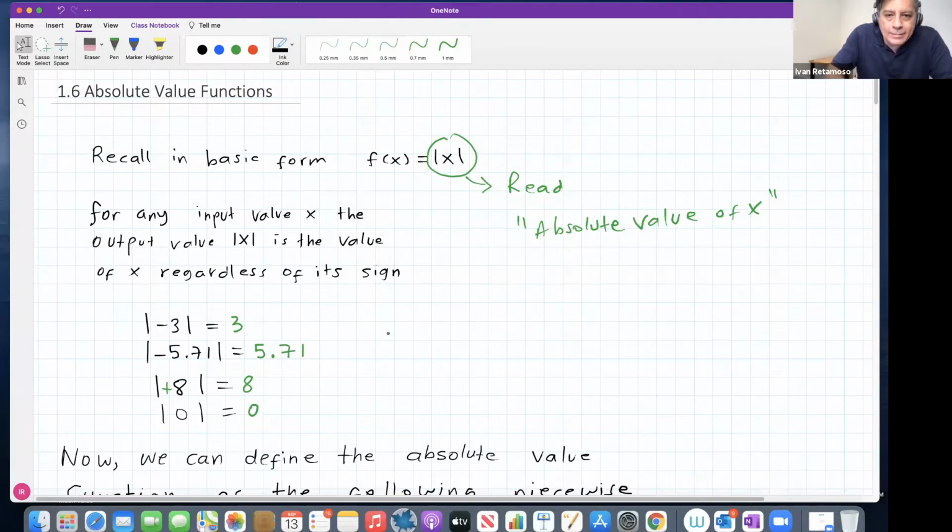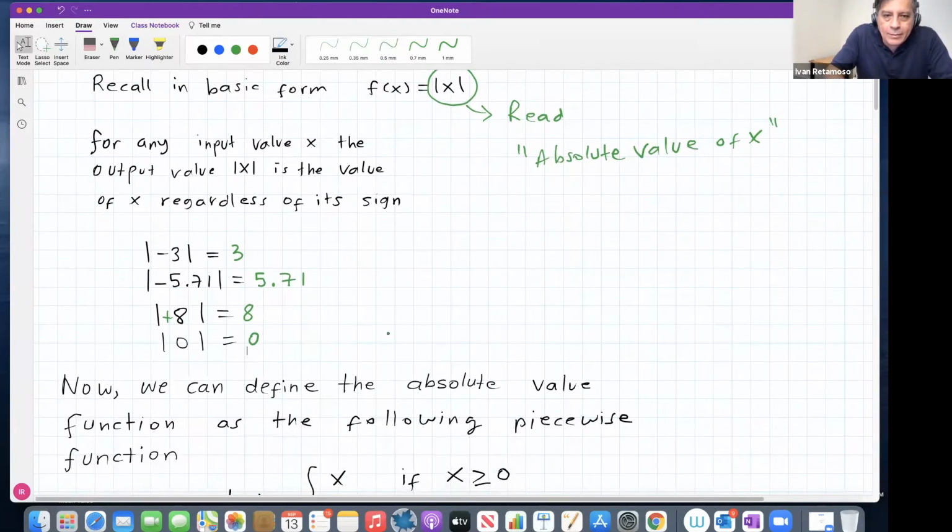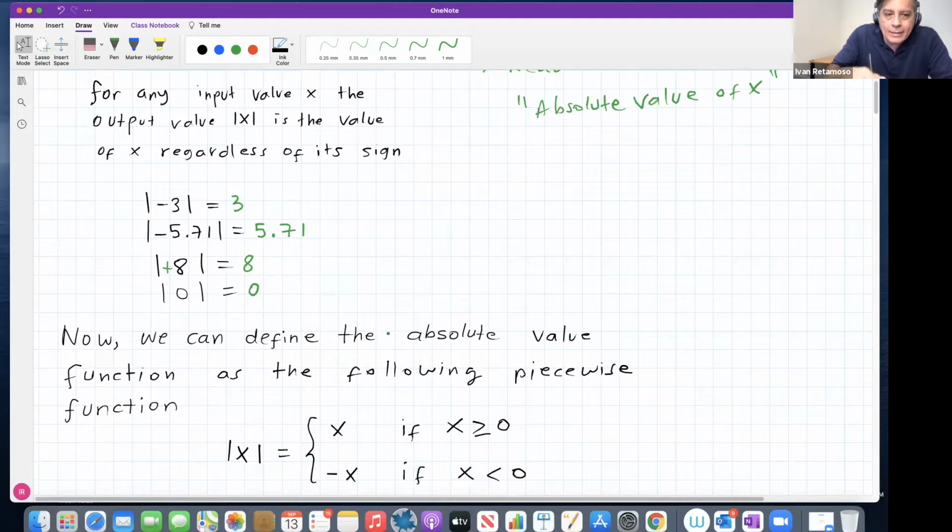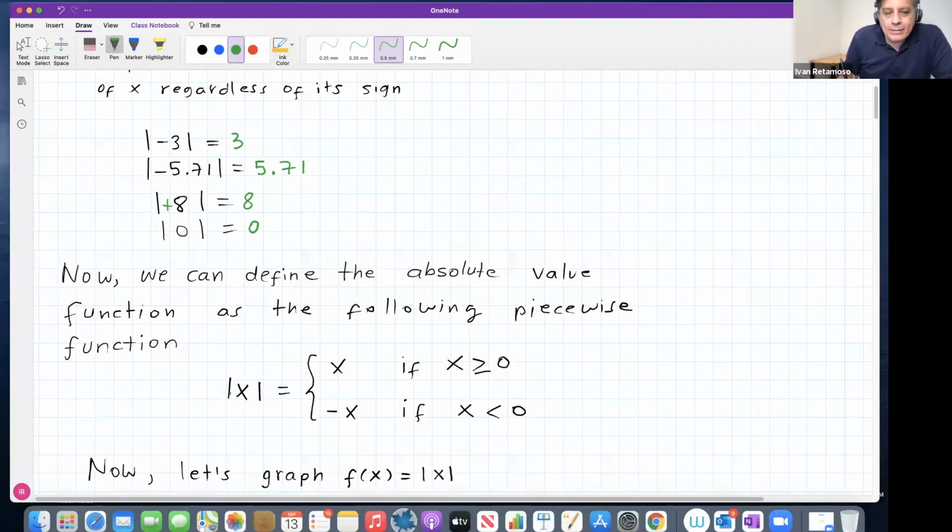Now, how to define this absolute value function using piecewise functions that we have covered before? It says here, now we can define the absolute value function as the following piecewise function. This is going to be a little bit tricky. I will explain if needed. Mathematicians define the absolute value function this way: absolute value of x equals x itself if x is bigger or equal than 0, and its opposite if x is less than 0.